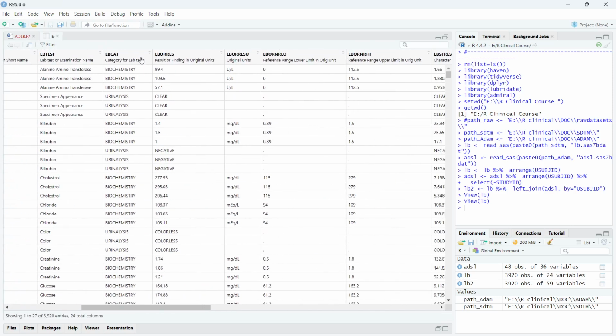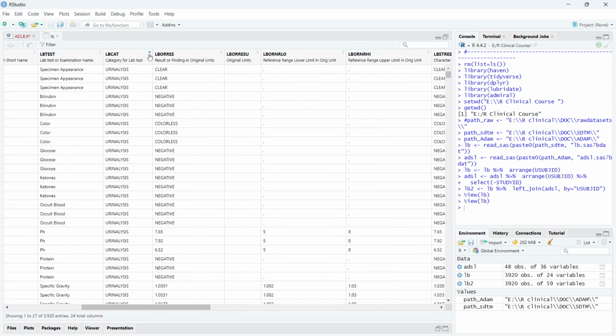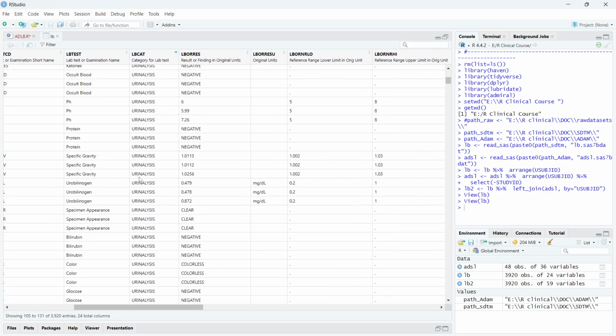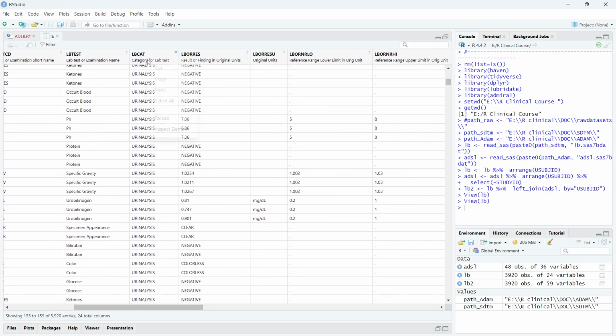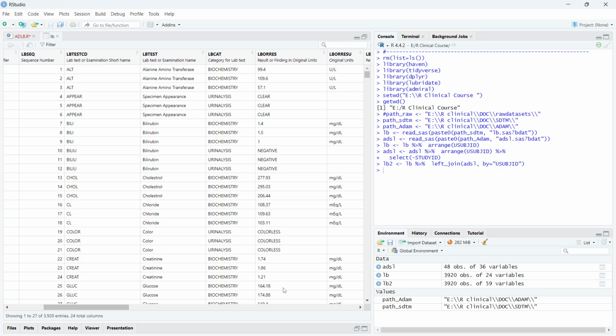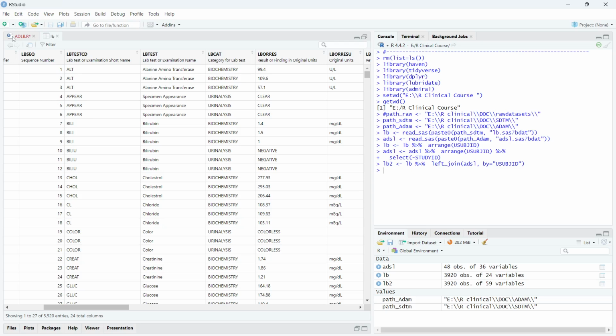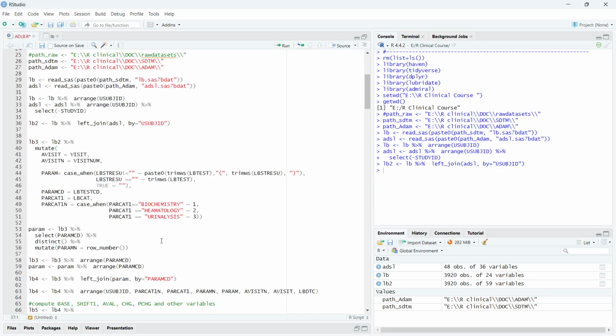We'll be having lbcat, we'll be having urine analysis. Okay, so here we have biochemistry, urine analysis, and how do we check how many laboratory categories we have? You can simply check the distinct values in the laboratory lbcat, because we don't know exactly if they have any other departments. So basically in the laboratory data we'll be having only 3, but to double check.